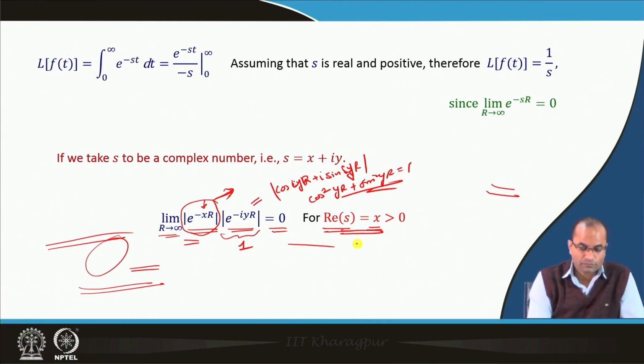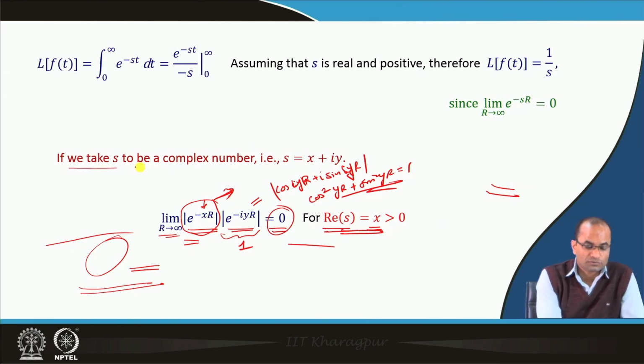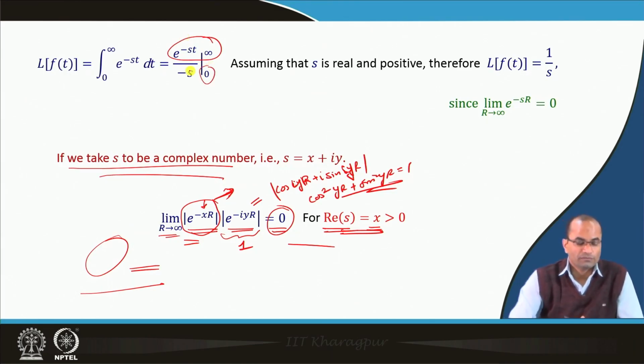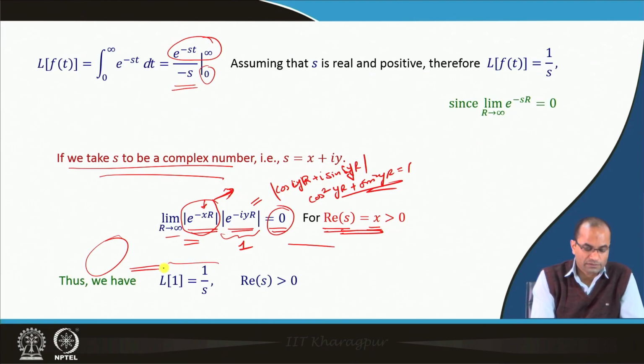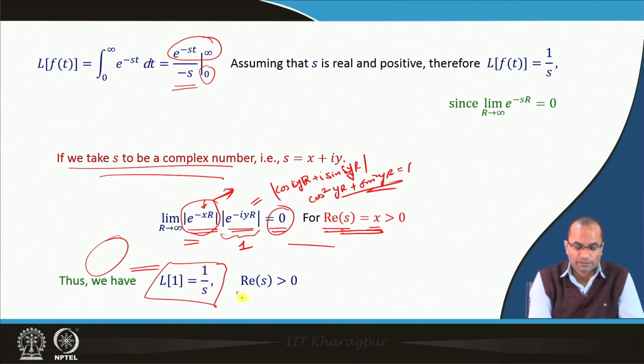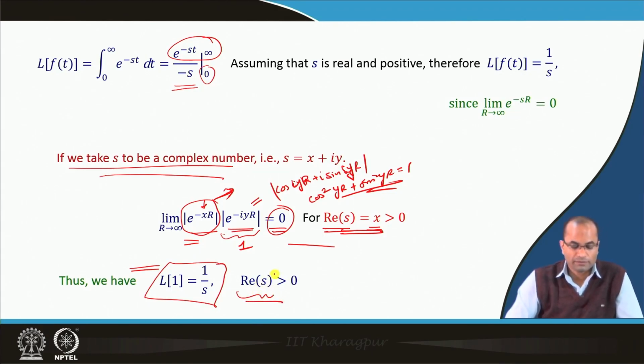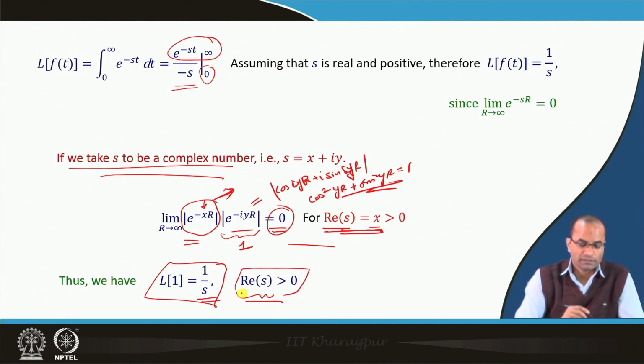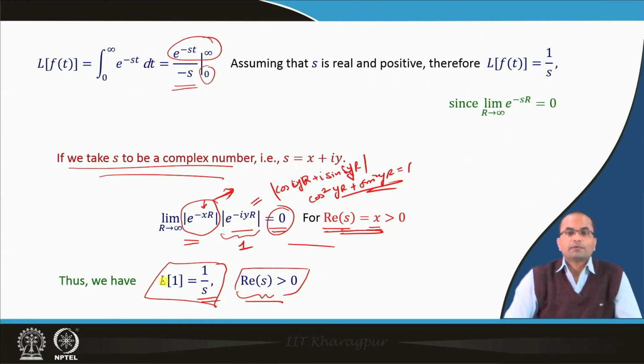Having this now, we conclude that again we have the same situation. If we take s to be a complex number, again when we approach infinity, this will be 0, and if t approaches 0, we will have this as 1 over s. So in this case also we have the Laplace transform of 1 as 1 over s, but now the condition is that the real part of s must be positive. Only then is it possible that the Laplace transform of 1 is 1 over s.